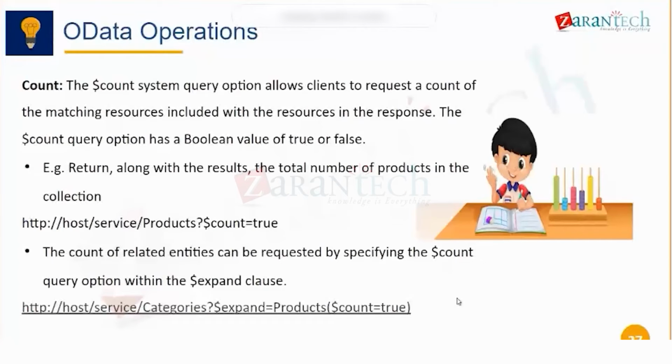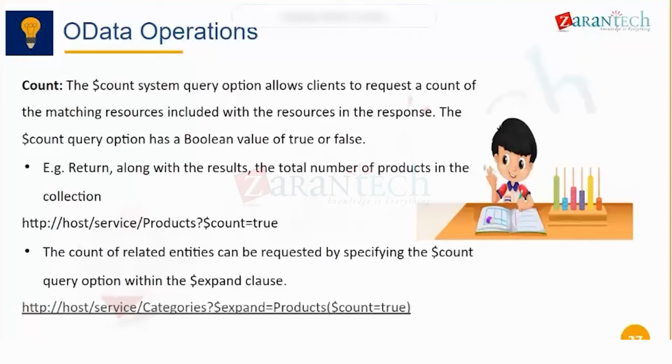And there is count, again another option that you can use. The count system query option allows the client to request a count of the matching resources included within the response. The count query option has a Boolean value, true or false. For example, this one, products count is equal to true. The count returns the total number of products in the collection.